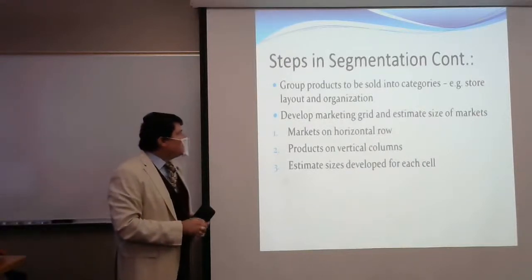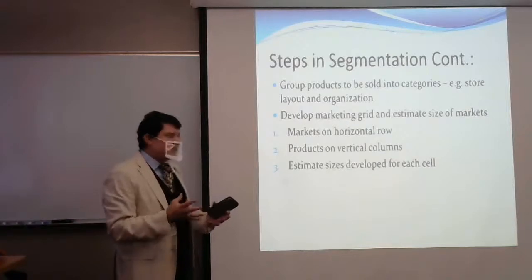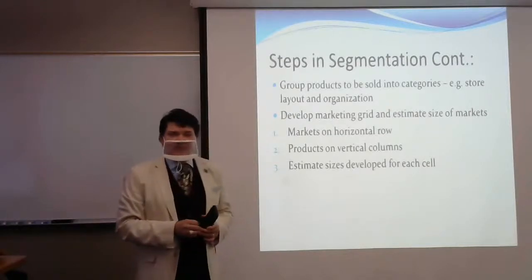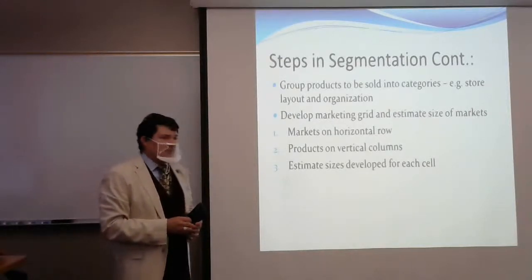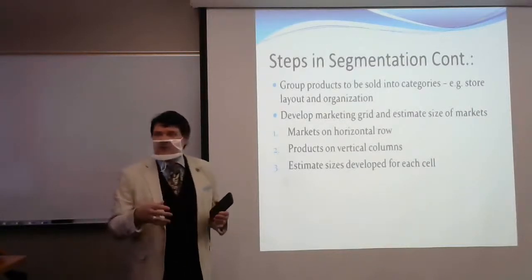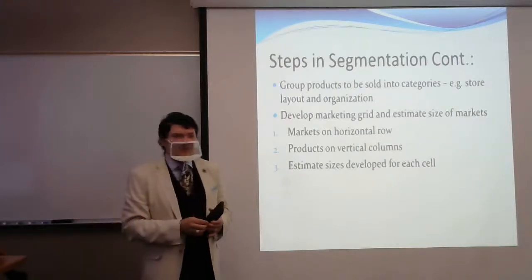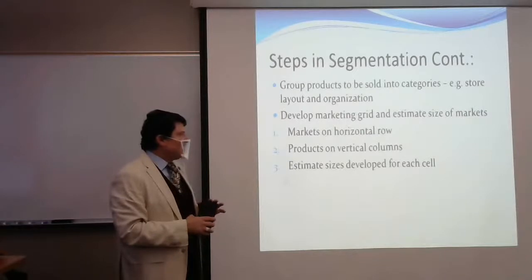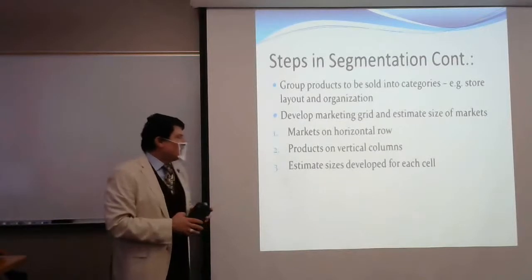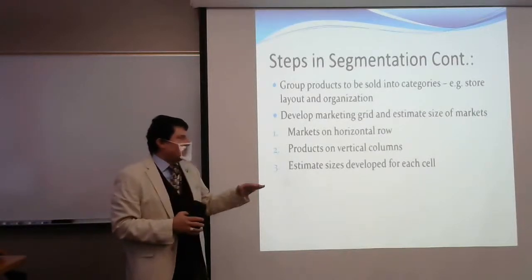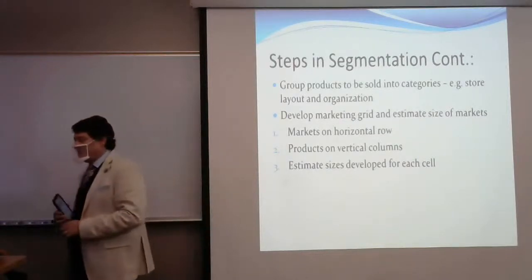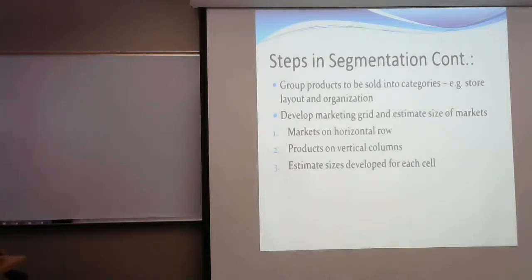So then we can use the products, we can group products to be sold into categories. For example, store layout and organization is one way that we can use segmentation. So when you go into a department store, for example, what do they've got? They've got active wear, formal wear, things like that for different things. Developing a marketing grid and then estimating the size of markets is going to be important. So we can put markets on a horizontal row and then products on a vertical row, and then we can estimate size and develop for each of the cells on the grid in order to make it efficient and utilize segmentation to our advantage.